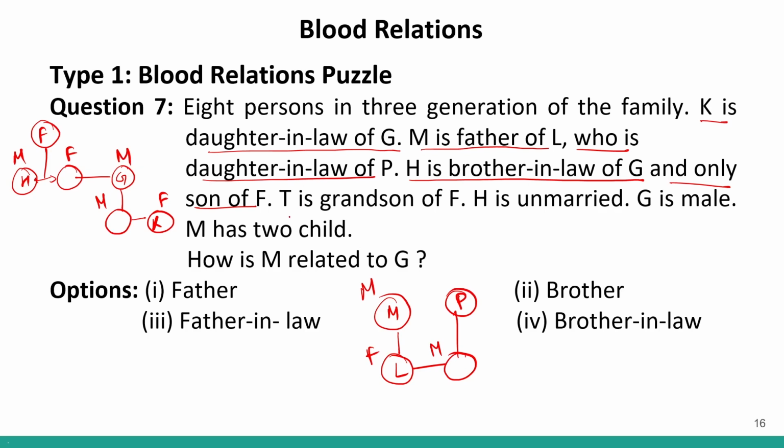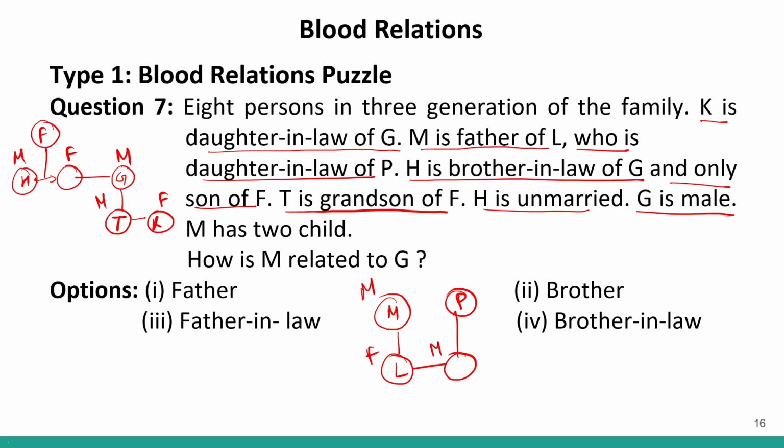Now, T is the grandson of F. So T is the grandson. T can come over here. Correct? T is the grandson of F. H is unmarried. Okay? Now, G is male. It is given to us.